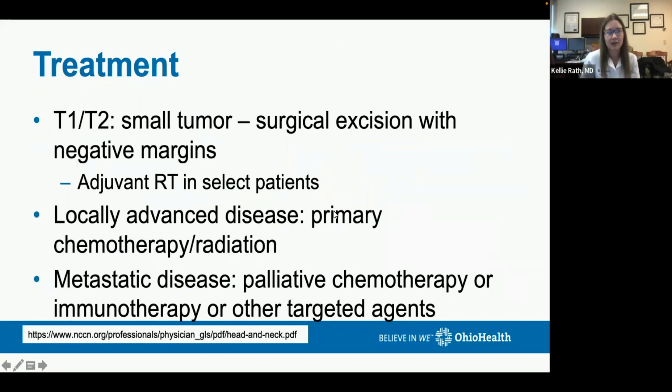When we think about treatment, small tumors could be treated with surgical excision and negative margins. Some patients may need radiation, and locally advanced disease. Again, the key for most of these is surgical excision if it's small, and a combination of chemo and radiation if it's large, with metastatic disease being treated by chemotherapy plus or minus immunotherapy.